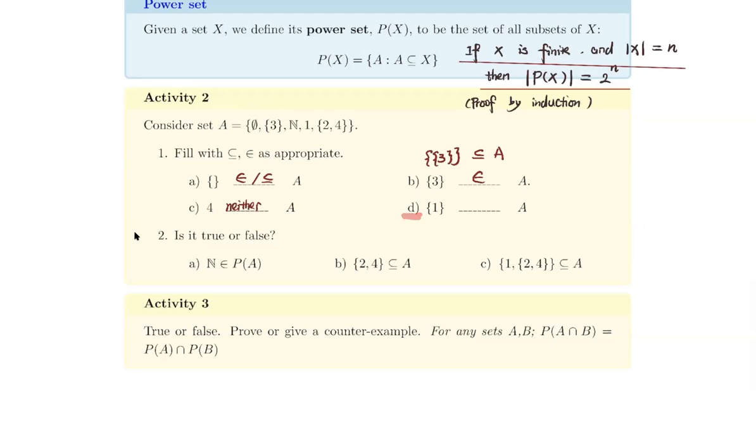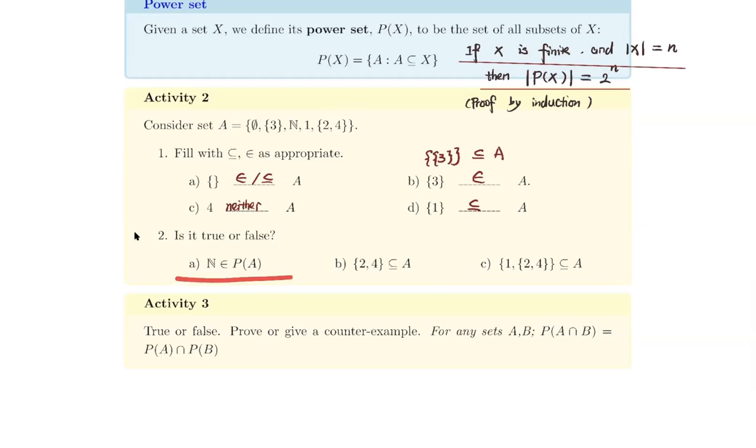Part D, is it subset or element? Subset, exactly. Okay, because 1 is an element of A, so the set of 1 is a subset of A. Okay?